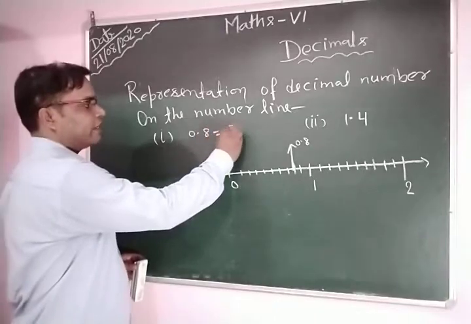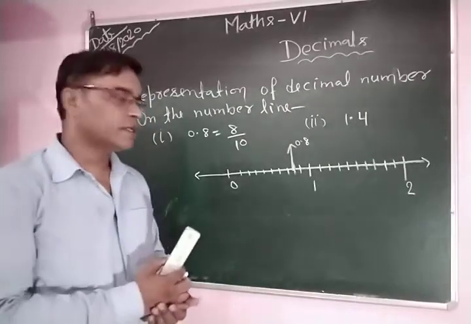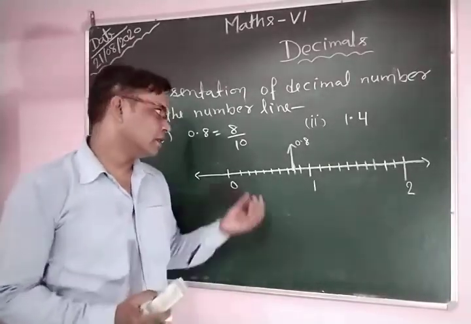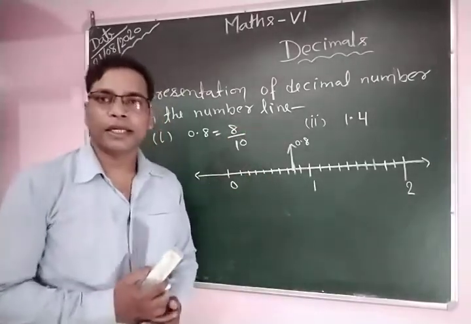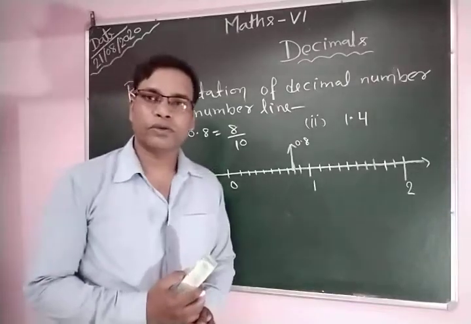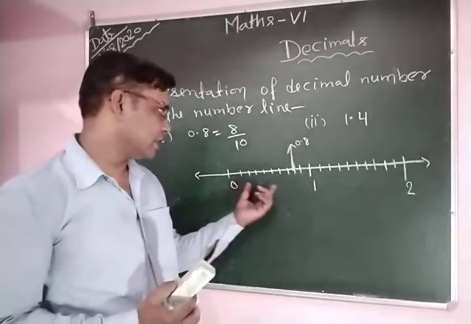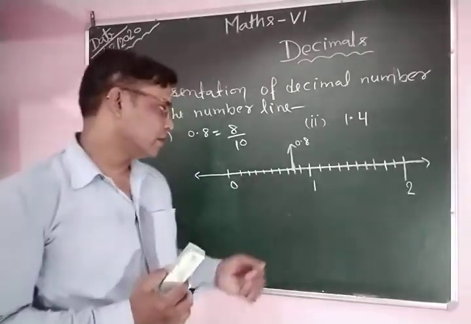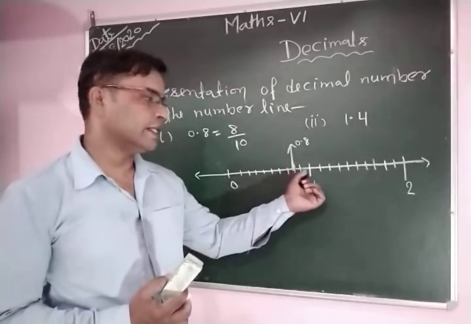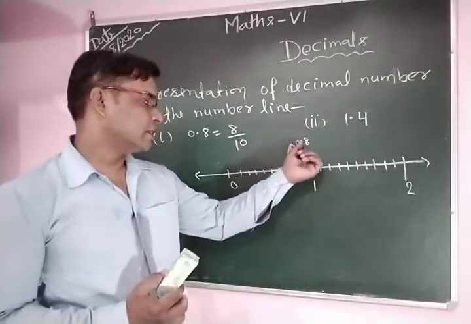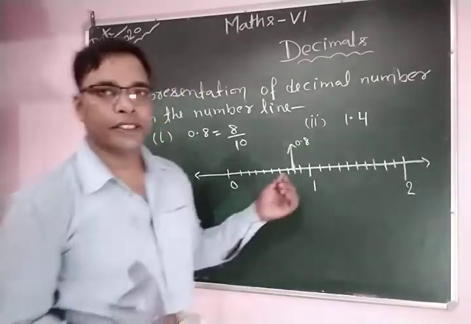Now, because it is the tenths place, we can also write 0.8 as 8 by 10, converting it to a fraction. You know how to plot fractions on the number line. The numerator is 8 and the denominator is 10. So 8 by 10 is greater than 0 but less than 1. We divide the line segment between 0 and 1 into 10 equal parts like this: 1, 2, 3, 4, 5, 6, 7, 8, 9, 10, and take 8 parts. This is equal to 0.8, or you can say 8 by 10.